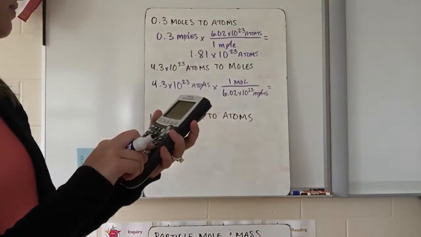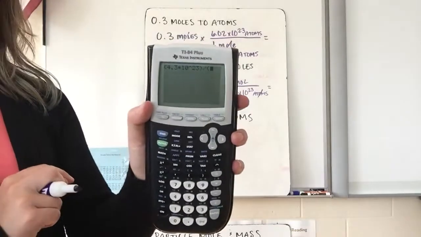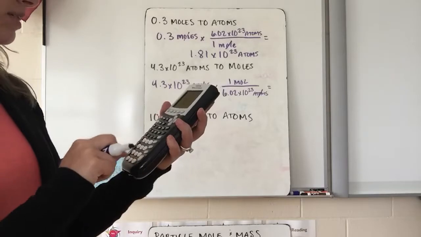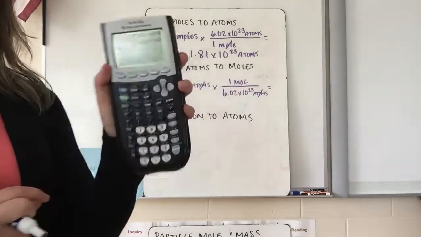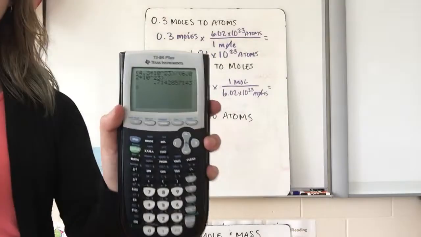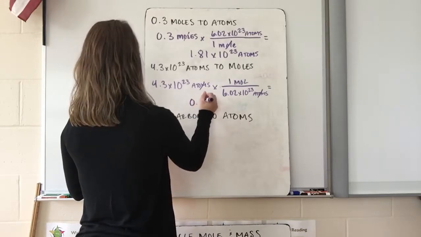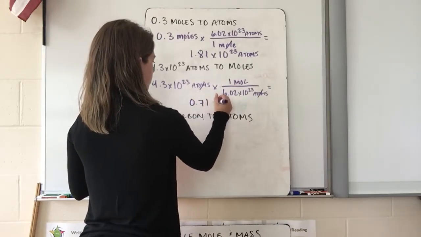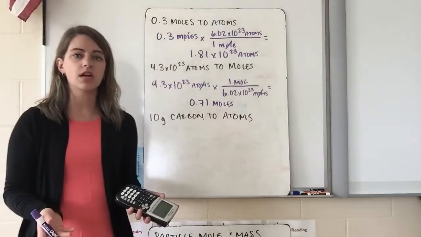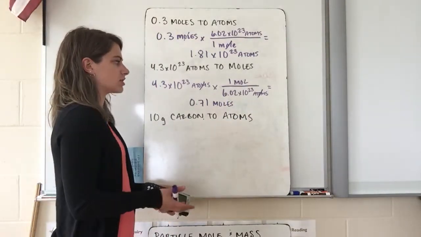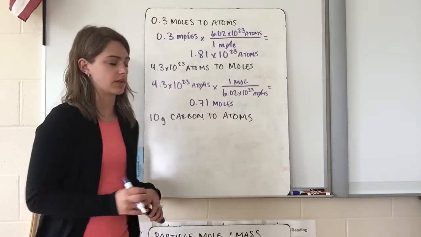And then I'm going to do divided by, and then parentheses again, 6.02 times 10 to the 23rd. Close my parentheses, and then I get my answer out at the end. So I get 0.71 moles. So it's very similar to our mass and mole conversions, just instead of using molar mass, we're using Avogadro's number, so 6.02 times 10 to the 23rd.